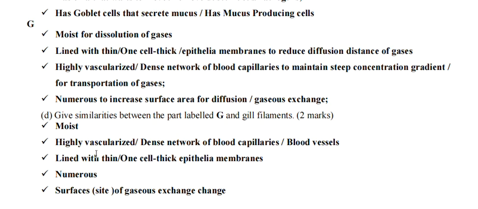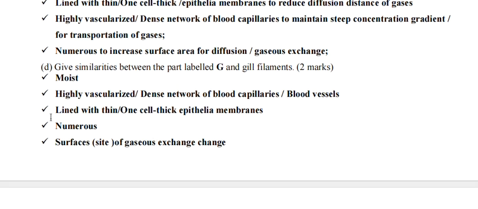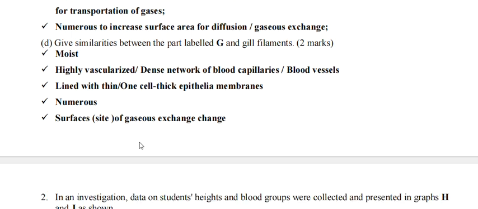or we can say have a dense network of blood capillaries, as we've said earlier on, for quicker transportation of respiratory gases, and they are moist for dissolving respiratory gases. Then they are lined with thin or one cell thick epithelial membranes to reduce diffusion distance for faster exchange of gases. Then they are numerous to increase surface area for diffusion of respiratory gases. Then both structures are sites for gaseous exchange.